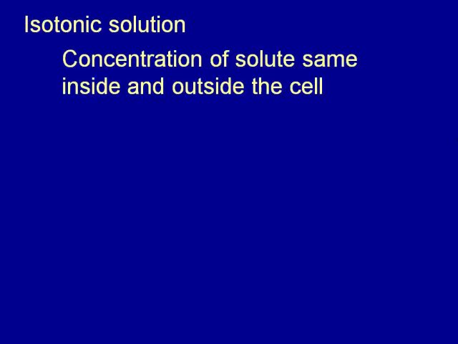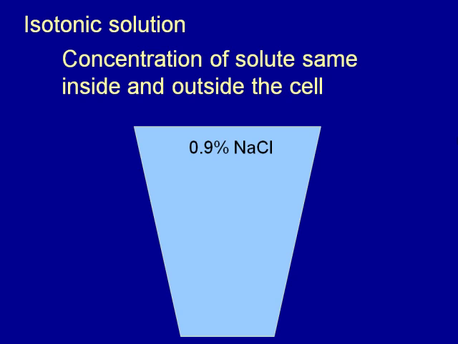In an isotonic solution, iso means same. So it's the same tone. The concentration of the solute is the same both inside and outside the cell. It's not necessarily the same stuff, but the concentration is the same. So since we said that 9/10% sodium chloride was the equivalent of what's inside most cells, we'll have a beaker of 9/10% sodium chloride, and we'll drop a cell into it. Now the tonicity, or the concentration inside the cell, is equivalent to 9/10% sodium chloride.